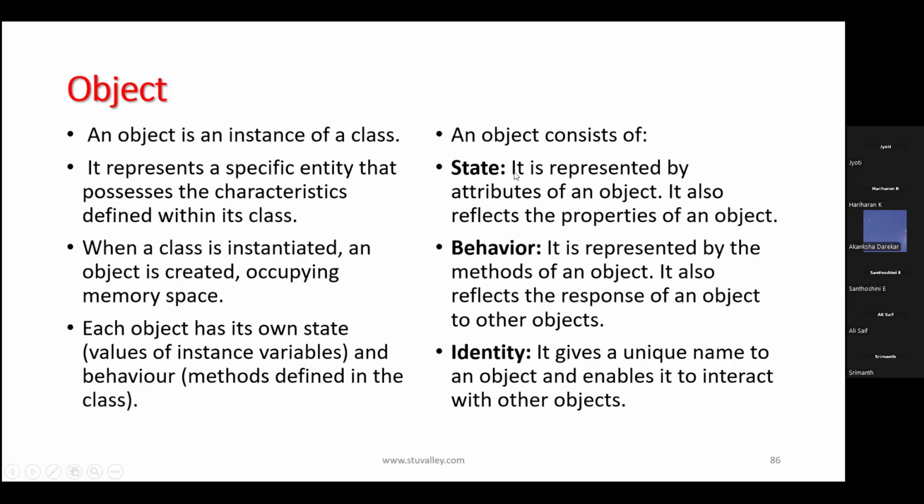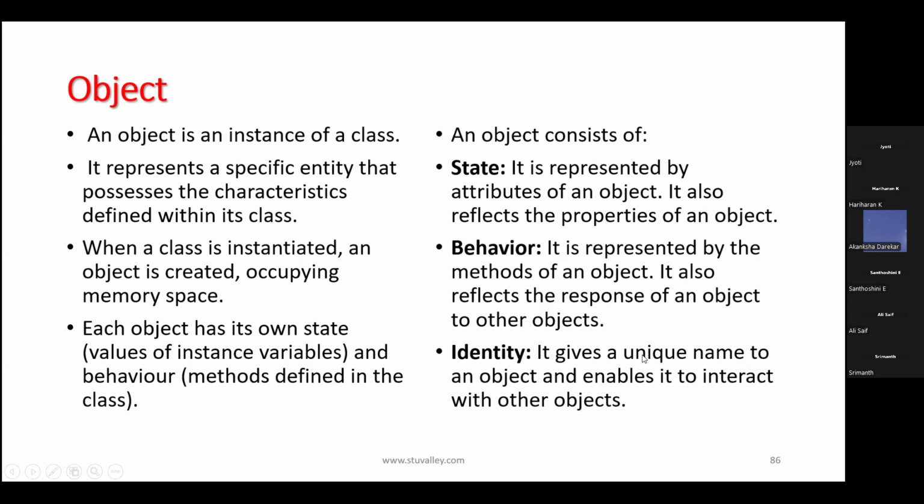An object consists of state, behavior, and identity. State is represented by the attributes of an object, those we have already mentioned in the class. It also reflects the properties of an object. Behavior is represented by the methods of an object, and it also reflects the response of an object to other objects. The third one is identity. It gives a unique name to an object and enables it to interact with other objects. So whenever we are defining any object, we have to give a unique name to the object of that particular class.